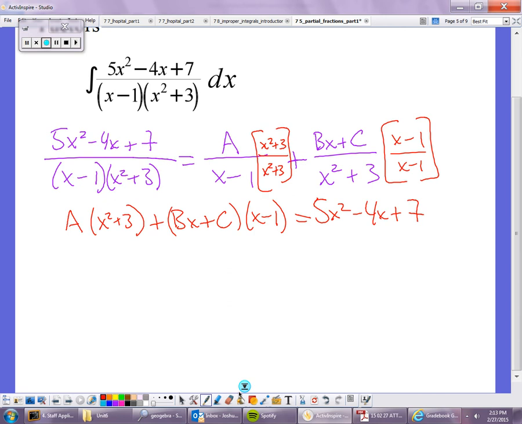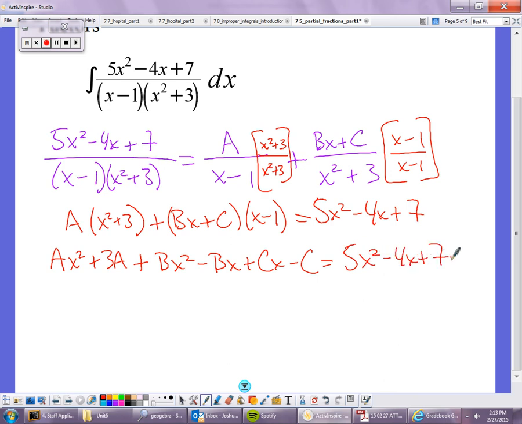Now here, just be careful. This is where I tend to make most mistakes. I get ax squared plus 3a plus bx squared minus bx plus cx minus c, and again, that's all equal to 5x squared minus 4x plus 7. Now I've got three kinds of terms here: x squared terms, x terms, and constants. So we'll separate them out again. Here are my two x squared terms. They're going to go with 5x squared. So I'm going to have ax squared plus bx squared equals 5x squared.